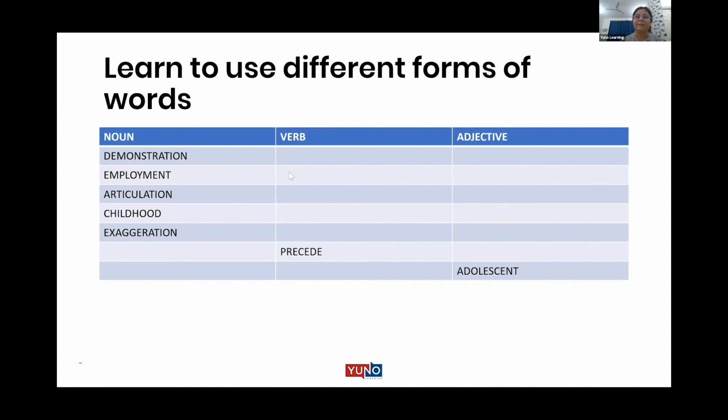So this is a good sentence. The meeting was preceded by a welcome speech, right? And what can be the other forms of proceed? Can you have a noun form or an adjective form for proceed? Yes, Aishwarya, go ahead.